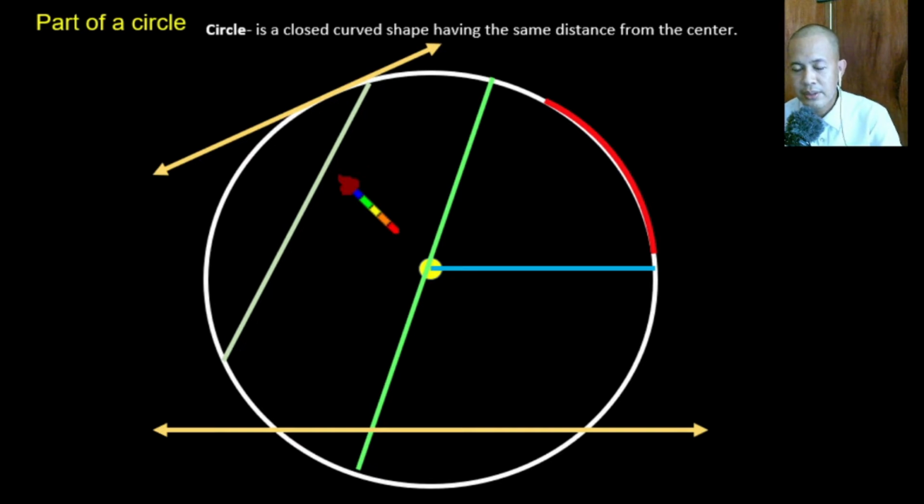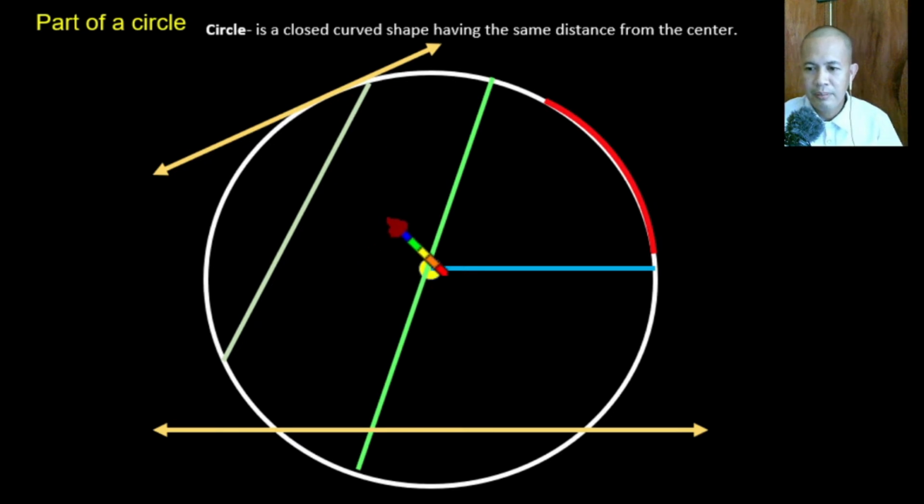So in today's video, we're going to discuss the parts of a circle. A circle is a closed figure shape having the same distance from the center. So the two characteristics of a circle: it has a closed curved shape, and the second one, same distance from the center. So that is the two characteristics of a circle.